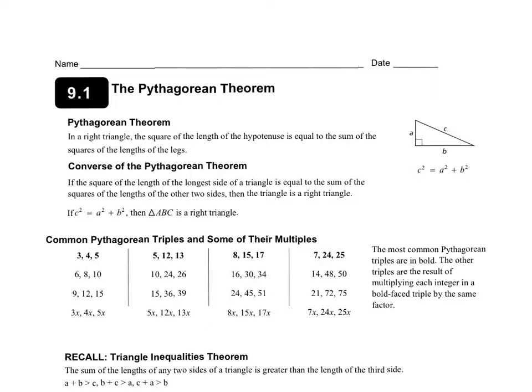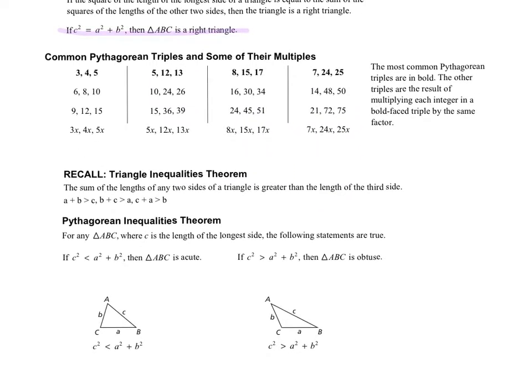And up here, too, is the converse, which basically just says if you can prove that c squared is equal to a squared plus b squared, you can say that whatever triangle you're trying to look at is a right triangle. Okay, so you might want to highlight that because it's kind of important for some of the stuff that you're going to be doing today. If you can prove that that holds true, you can say that it is a right triangle.